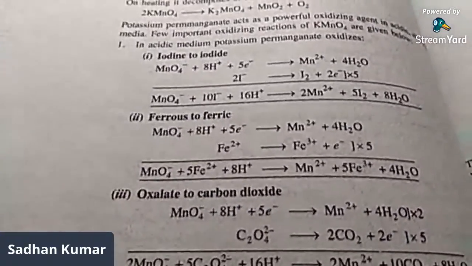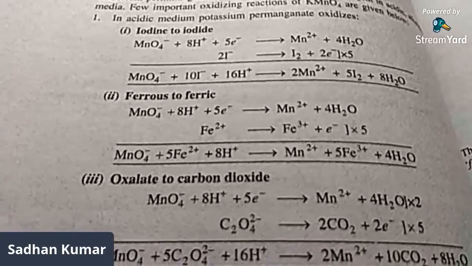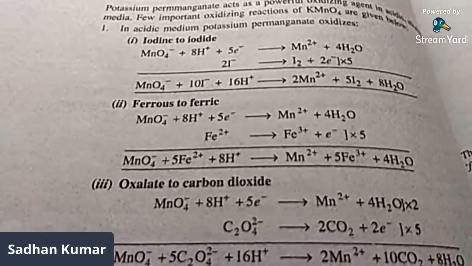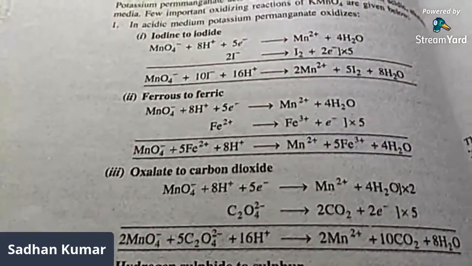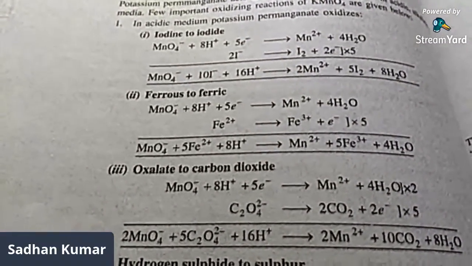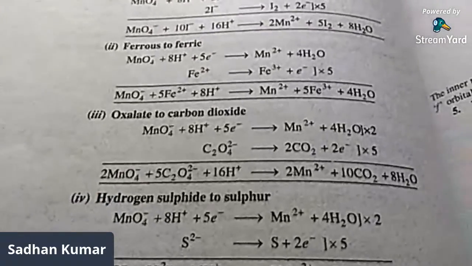Oxalate to carbon dioxide. Suppose I have the permanganate ion made to react with hydrogen ion, and the oxalate ion will gradually change into carbon dioxide. So we have the permanganate ion and oxalate ion in the presence of hydrogen ion. We get manganese 2+, carbon dioxide, plus water.